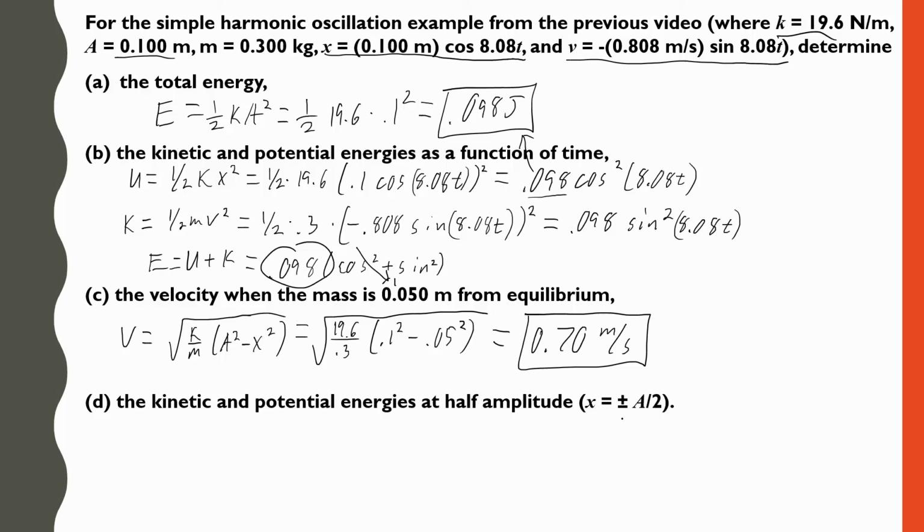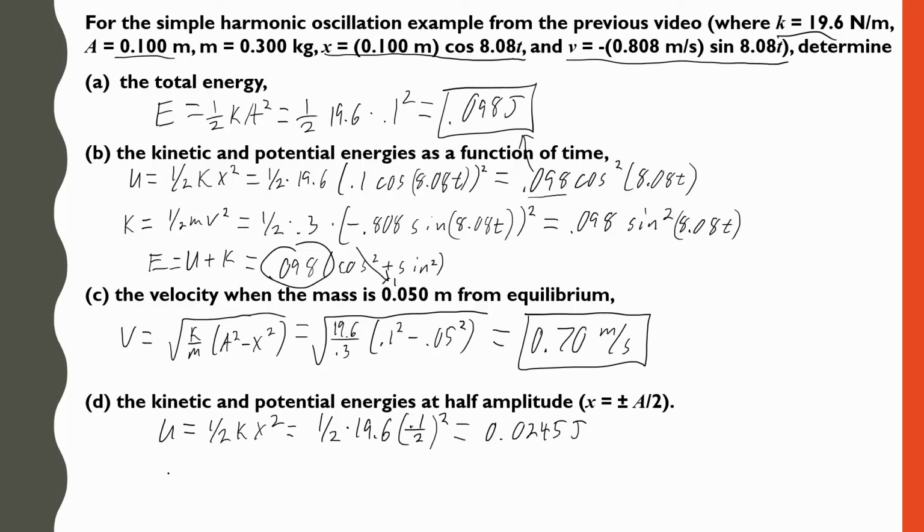Alright, kinetic and potential energies when we are halfway to our maximum amplitude. So I'll start out by doing the potential energy because it's got x in there rather than v. So that's going to be the easiest way to start. So 1/2 kx squared. K is still 19.6. Our x is going to be the amplitude of 0.1 over 2, and that gets squared. This works out to be 0.0245 joules.